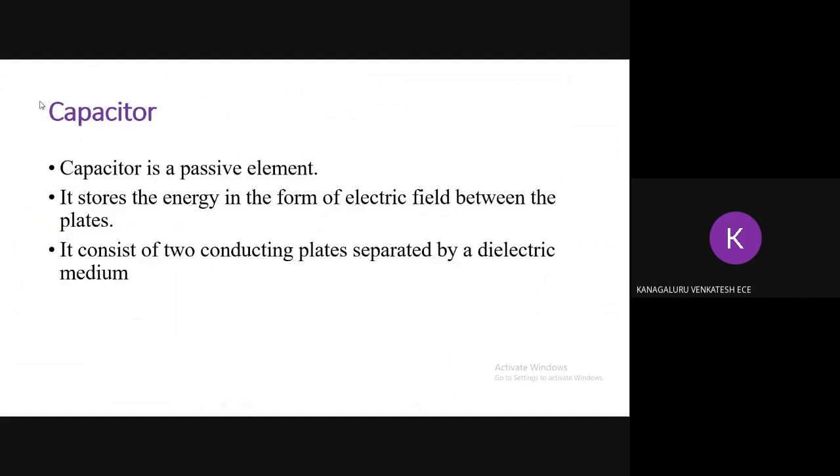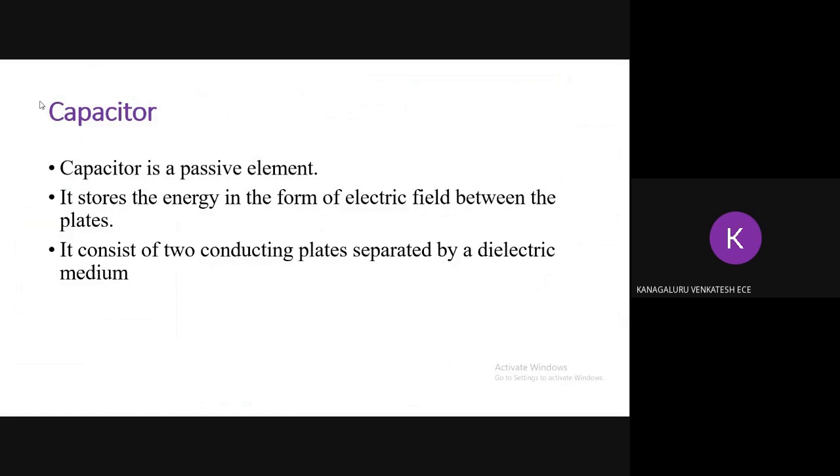Now we are going to discuss a capacitor: how a capacitor functions when a voltage is applied, and the mathematical equation of the current through a capacitor and the voltage across a capacitor. And also we're going to see the mathematical formula for the energy stored in a capacitor.